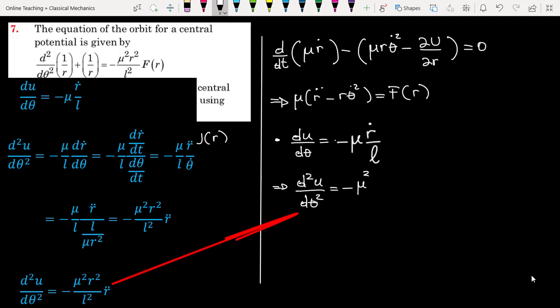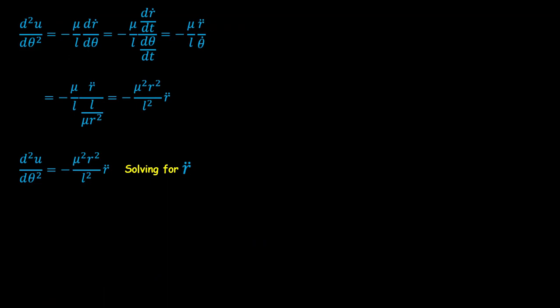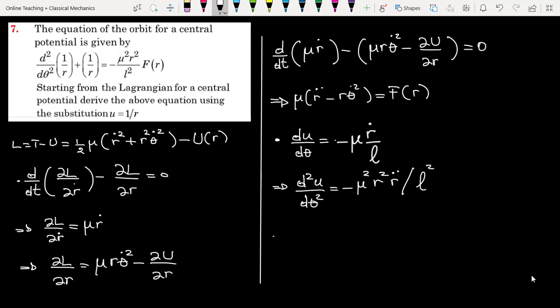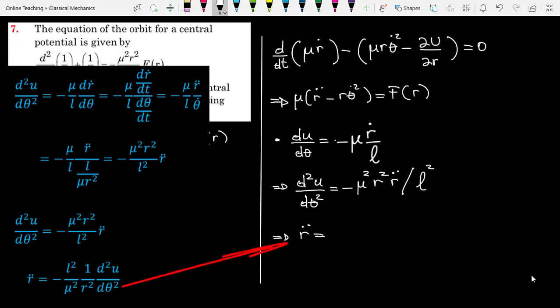In this expression, you see appear the r double dot. You see, r double dot. Now we solve for r double dot. Solving for r double dot, you see, we solved for r double dot.